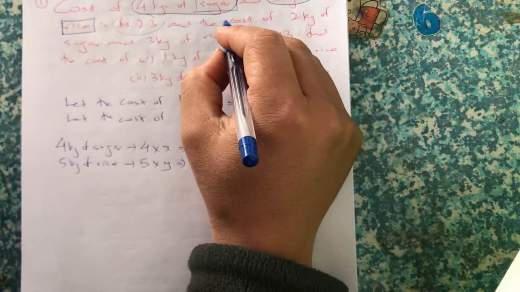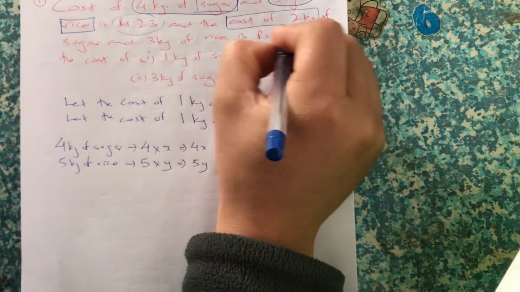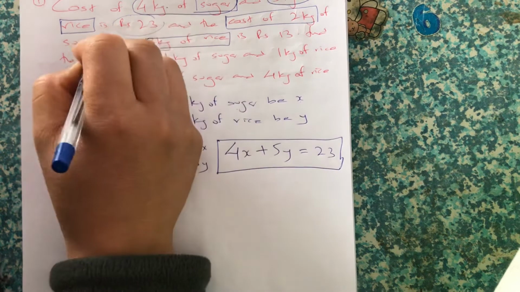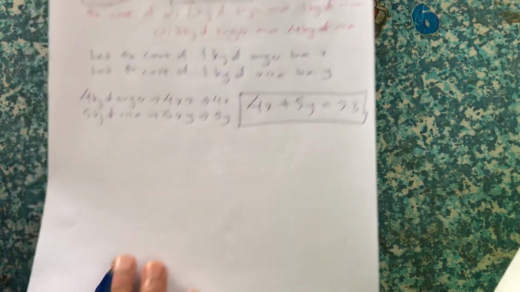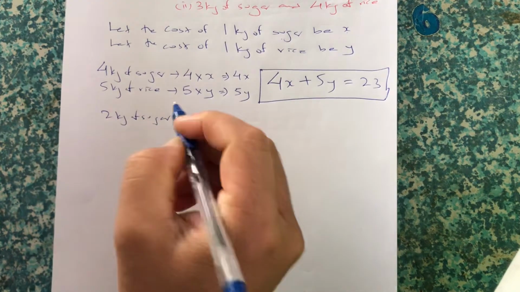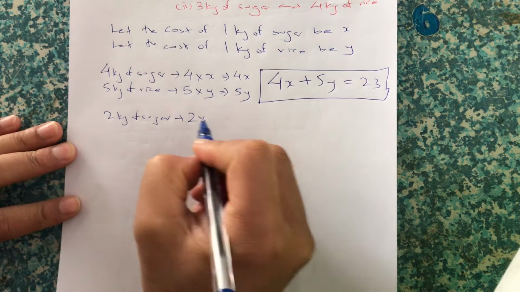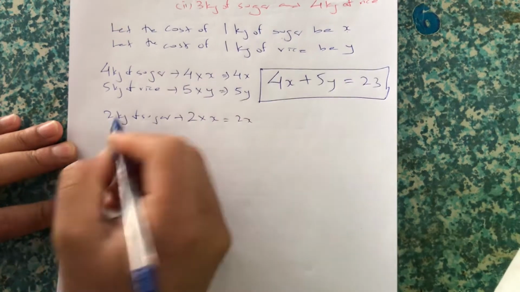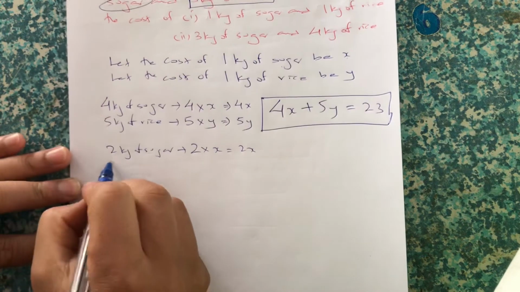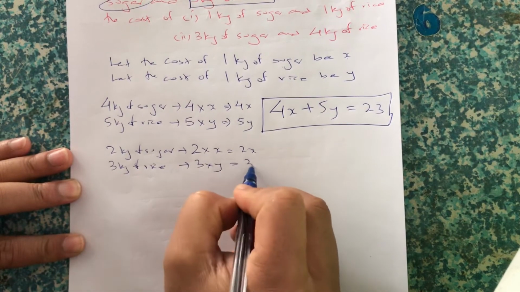Now in the second half, again they're talking about sugar and rice, but they have taken different quantities. Over here, different quantities. Now in the second one they're talking about 2 kg of sugar. So 2 kg of sugar means what? Whatever is the quantity, that means number of kgs into the price, that I get 2x. Then again it says how much? 3 kg of rice. So I put 3 kg of rice, that becomes 3 into y, that is equal to 3y.